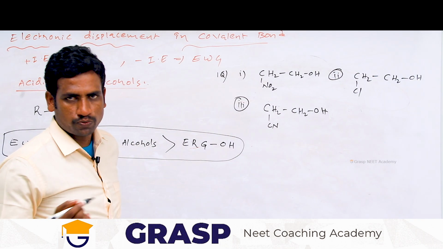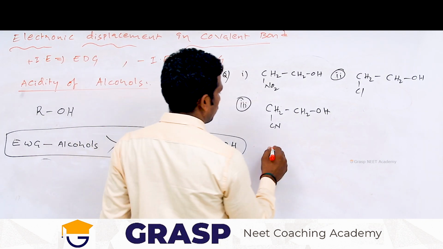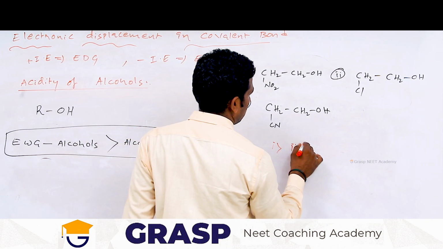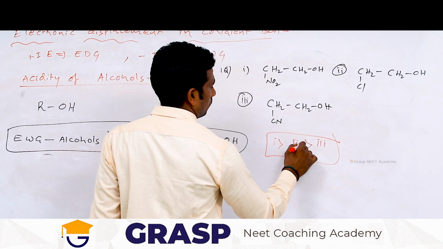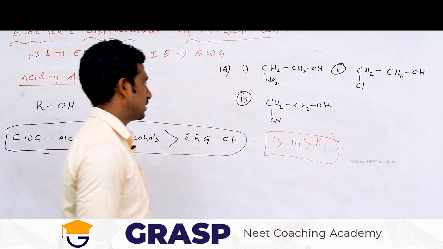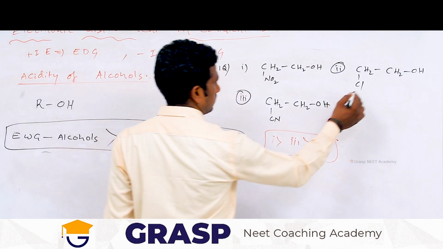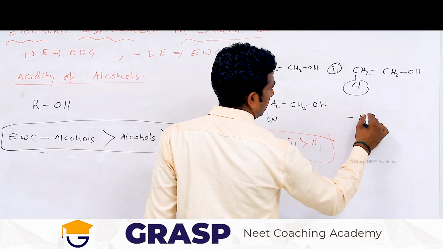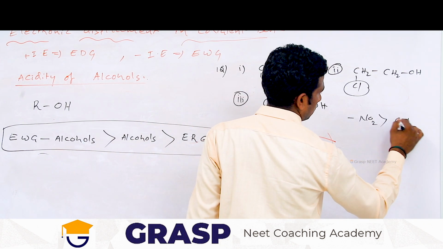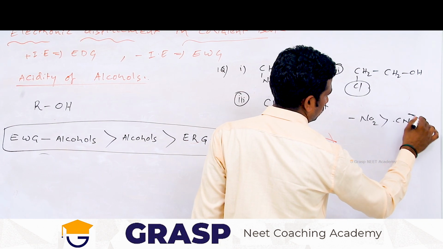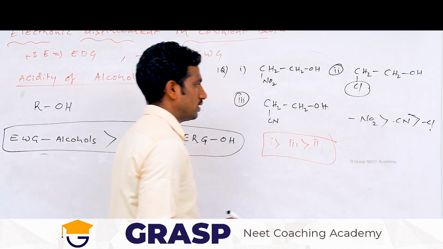What I am asking is, which one is more acidic? Undoubtedly you can write the first one, then the third one, then the second one. Why is the second one least acidic? Here it is a chlorine group. The electron withdrawing power is more for NO2, then CN, then Cl. Because of that reason you get this order, right?